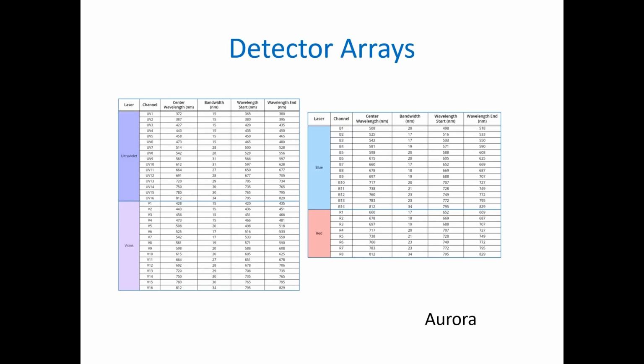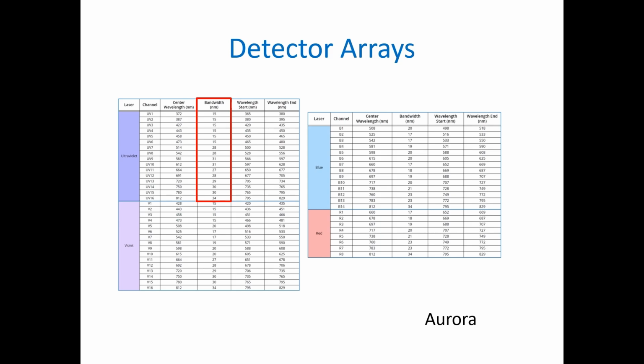This is the optical system of a 4-laser Aurora spectral cytometer. For each laser, you can see there is a series of detectors that have consecutive narrow bandwidth filters in front of them, so that the complete emission spectra of the fluorochrome is captured in all of these channels. The first laser here is the UV, and that light emission from the UV excitation is measured in 16 detectors or channels, starting from 365 nanometers, which is just above the 355 UV excitation wavelength, all the way up to the far red wavelengths at 829.